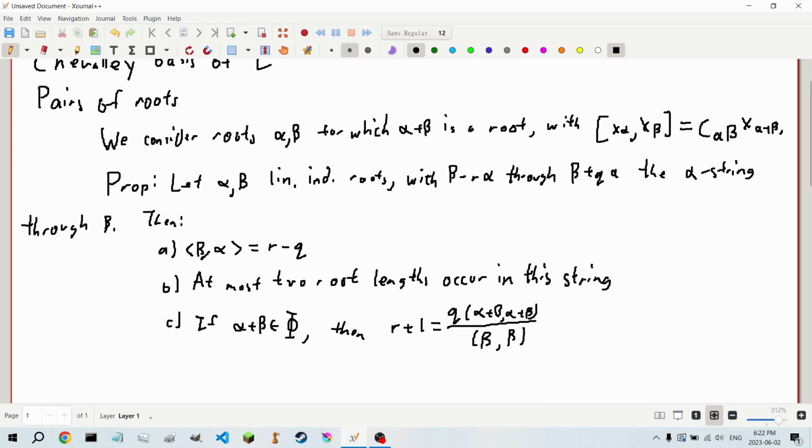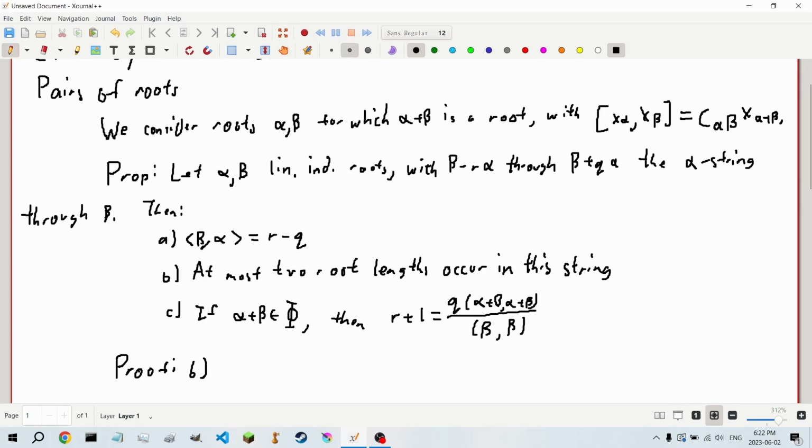In proof, as I said, we've already seen part A. It's more just a reminder. For part B, we're going to let phi prime be the integer combos of alpha and beta inside our root system. And this is a root system of rank 2 in the subspace of E spanned by alpha and beta.